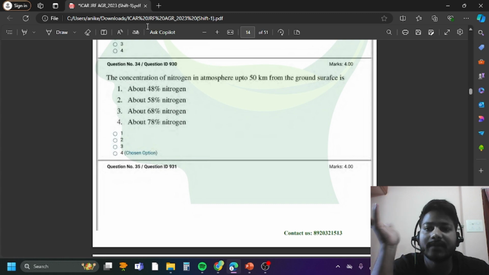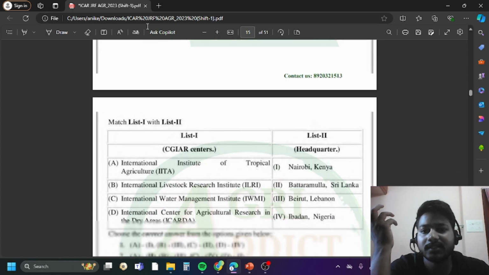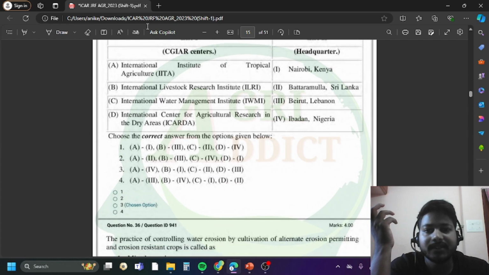The concentration of nitrogen in the atmosphere up to 50 km. What is the nitrogen content in the atmosphere? Very easy, about 78%. Match the following. IITA is located in Ibadan, Nigeria. ILRI, that is Nairobi, Kenya. IWMI, that is Sri Lanka, and ICARDA, that is newly located in Beirut, Lebanon.